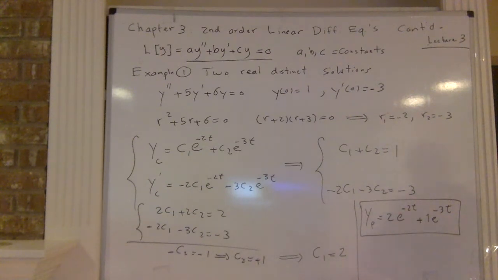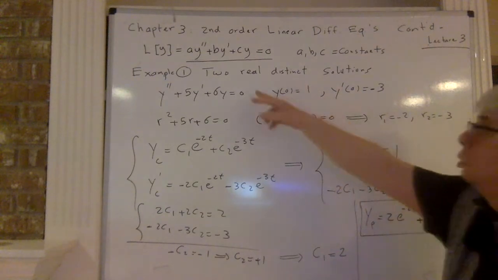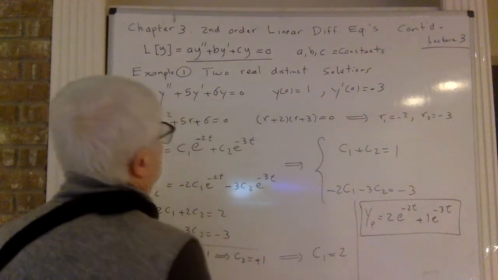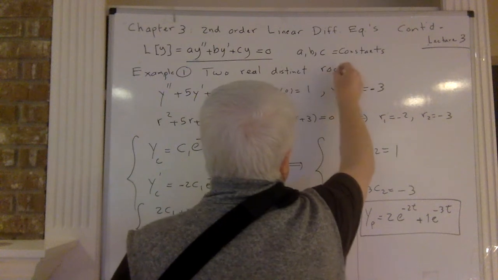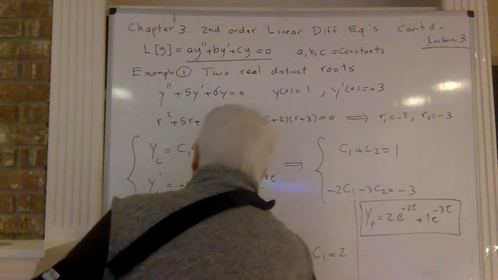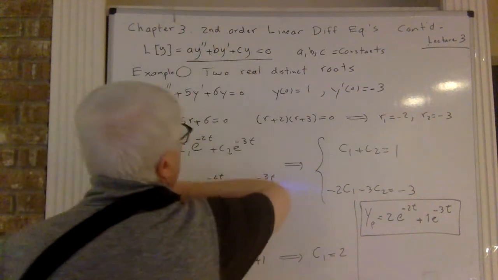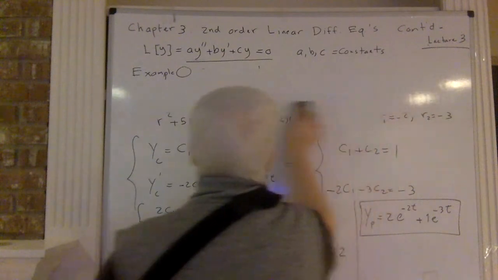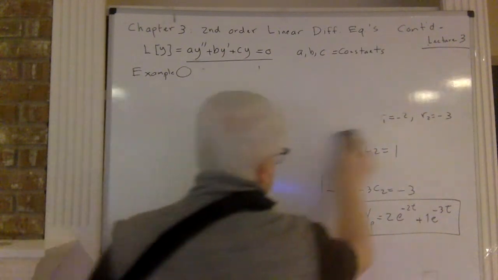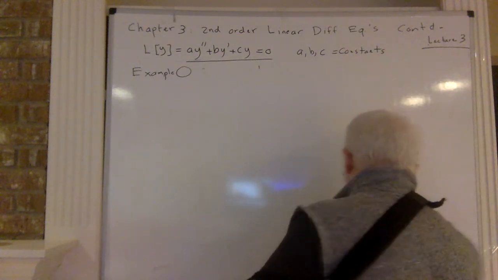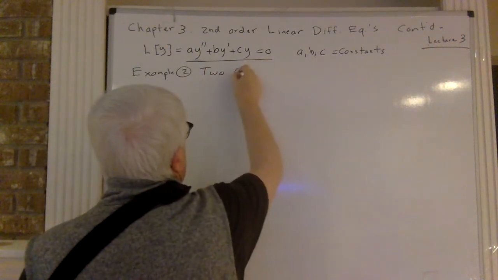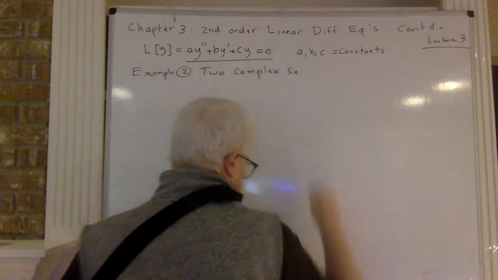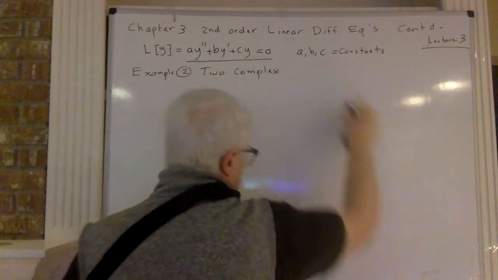Okay, so that is the example for case 1 when we have two real distinct solutions to this characteristic equation. So example 2 is two complex roots.